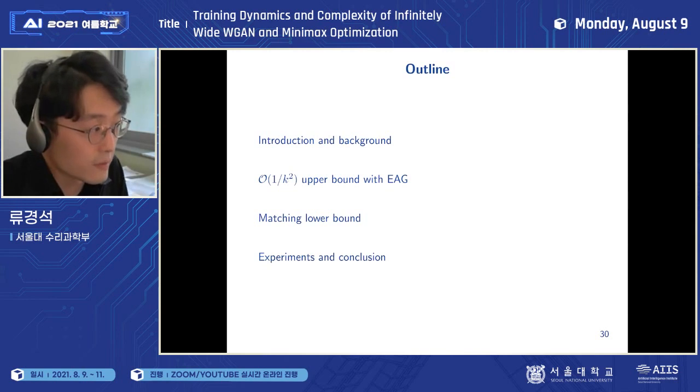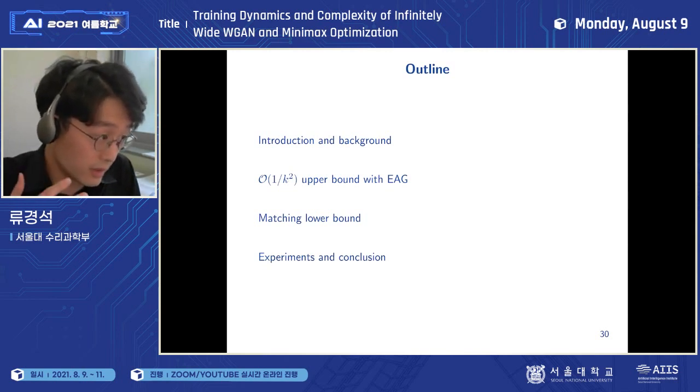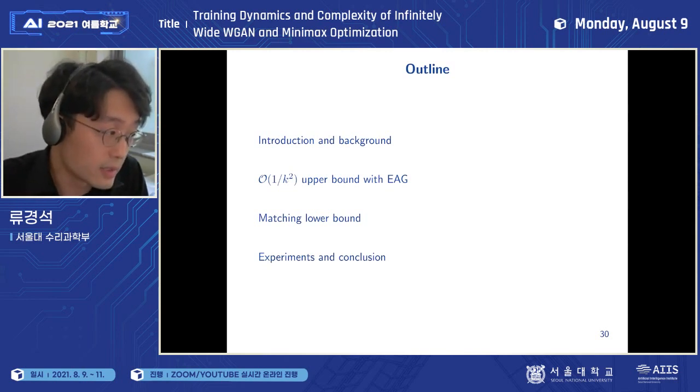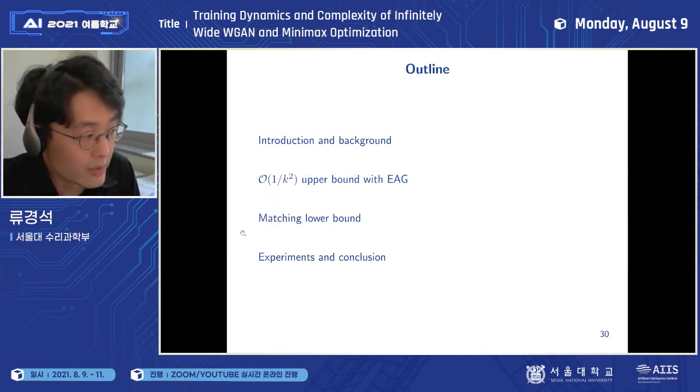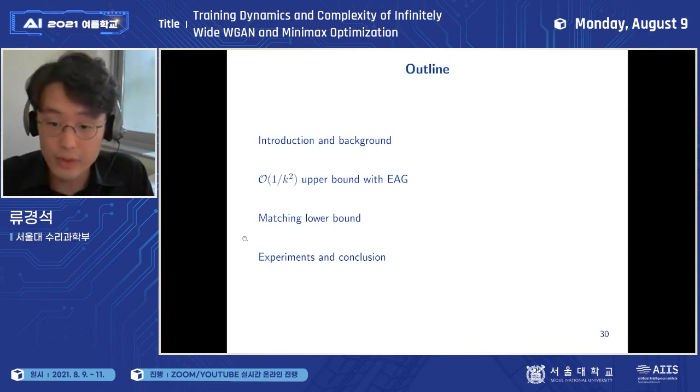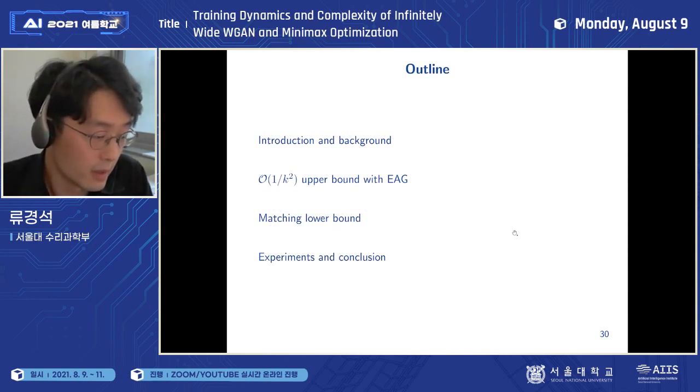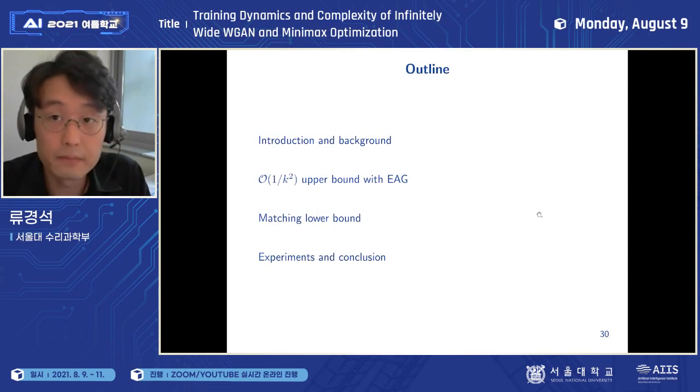Let me outline the talk. First, I'll provide an introduction and the necessary background. Then I'll present the algorithm that achieves the 1/k² rate as promised in the title. And then I'll present the optimality of this rate through a matching lower bound. And then finally, I'll present some brief experiments and conclude.